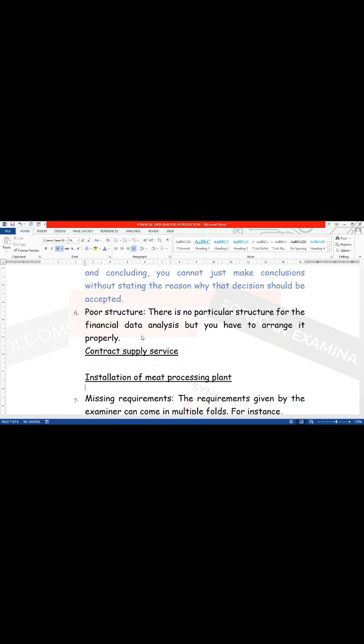I may decide not to do it heading by heading. You can just do it: paragraph one, we talk all about contract supply service. Paragraph two, we talk about installation of meat processing plants. Like I said, any decision you're taking, any step, any method you are using, just ensure that you are consistent. That's what matters, right? So I cannot be talking about installation of meat processing plants here, when I'm talking about installation under contract supply service. No, let everything be arranged. Let there be a proper structure for your report.